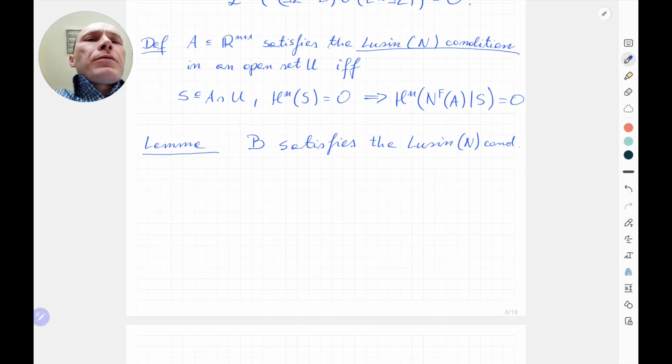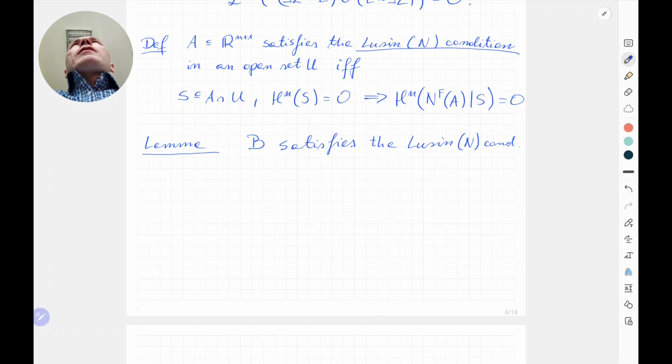B satisfies the Lusin N condition. This is proven using certain results of Guido De Philippis, Antonio De Rosa, and Jonas Hirsch from 2019, where they study certain sets called the blow-up sets, blow-up sets for bounded mean curvature submanifolds.